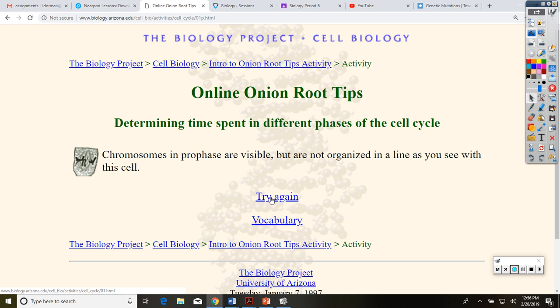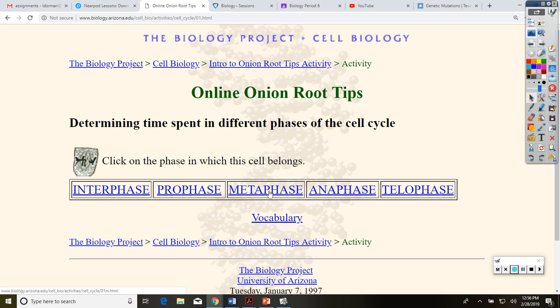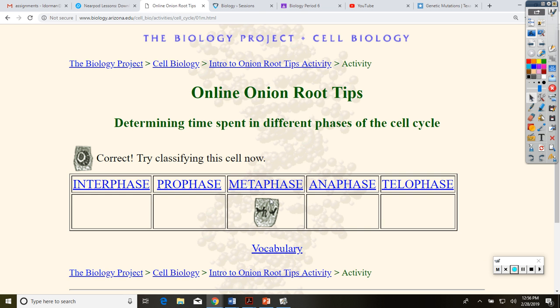It's telling you that you didn't get the answer right. And we know that when chromosomes are organized in a line, that means that they are in metaphase. So if you click the right phase, it puts that cell under metaphase in the chart. And then if you look up to the top left, it gave you a new cell. So you're classifying the next cell. And you will keep classifying cells. Again, if you get them wrong, it's going to give you another chance. If you get them correct, it puts them into that various box within the table here.